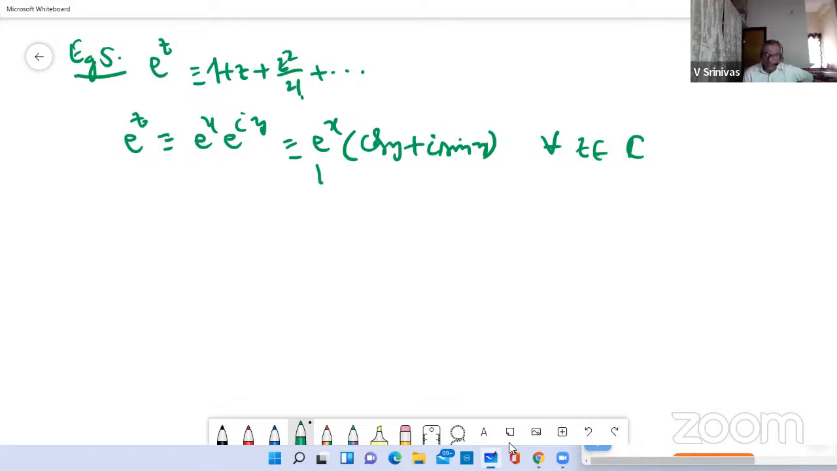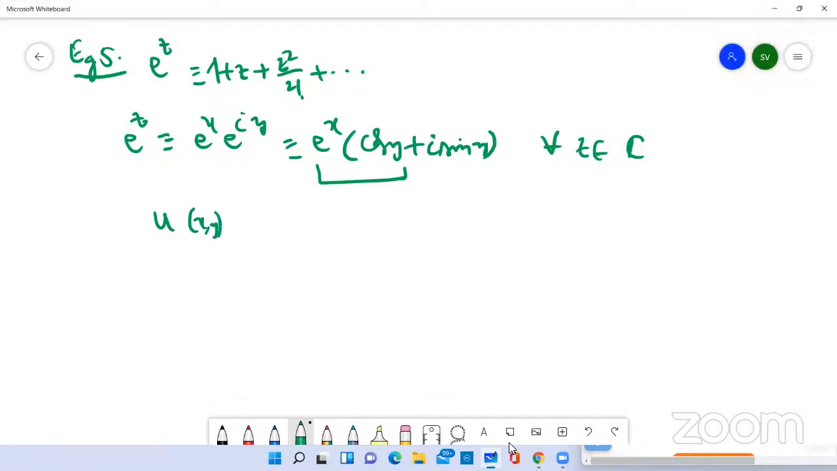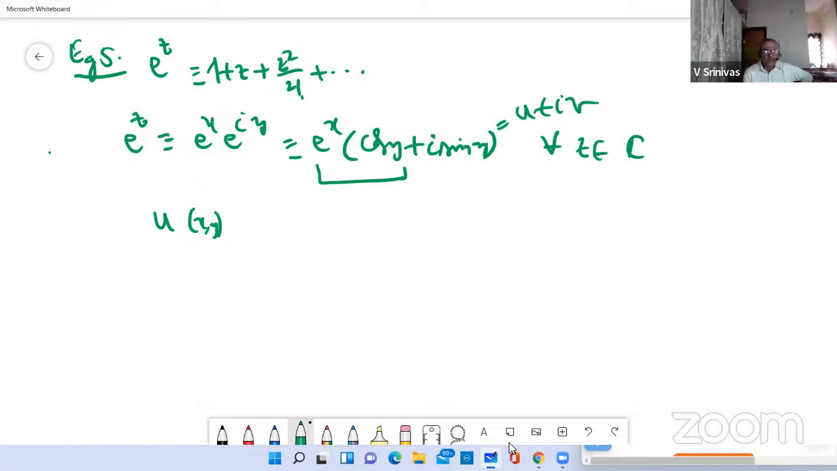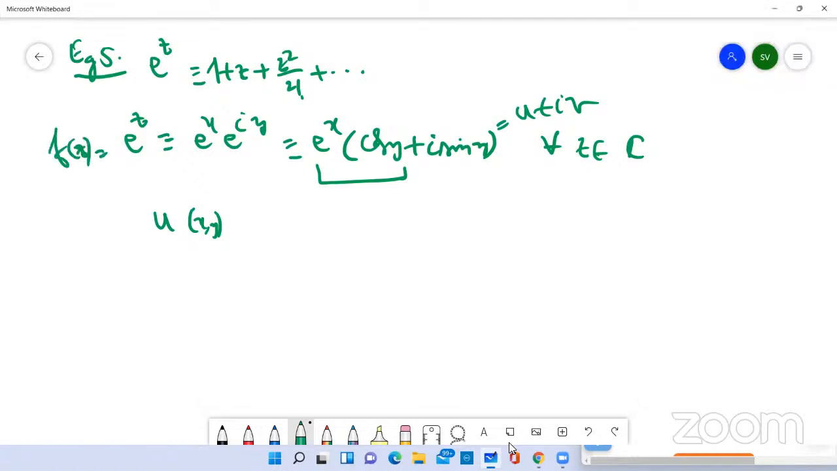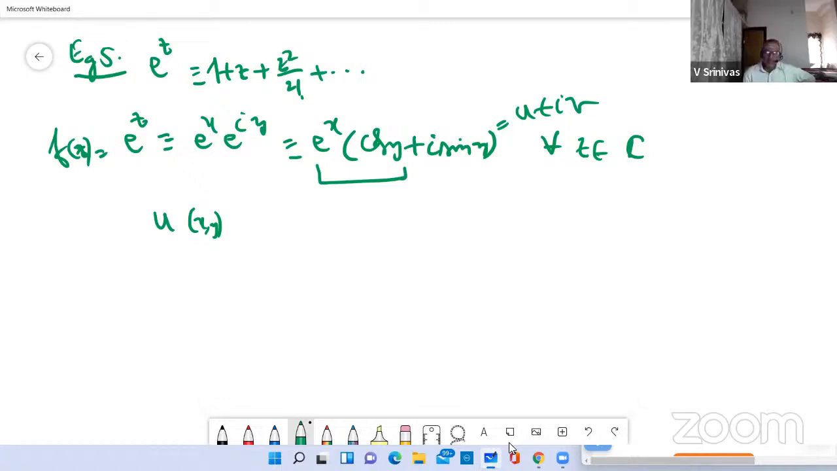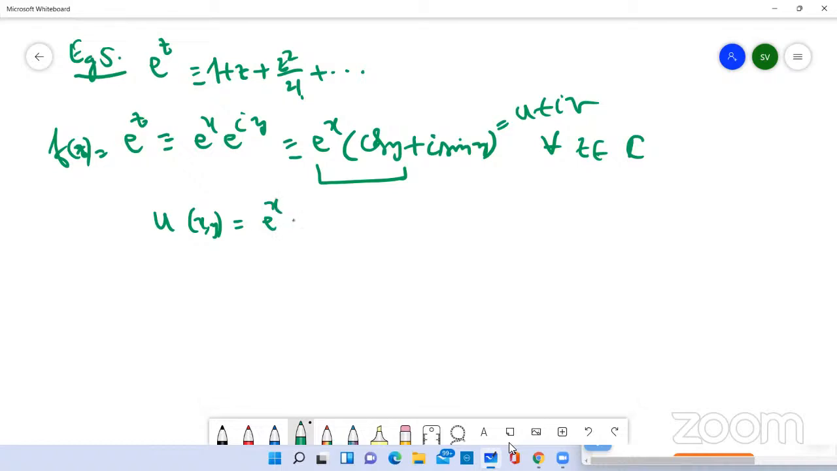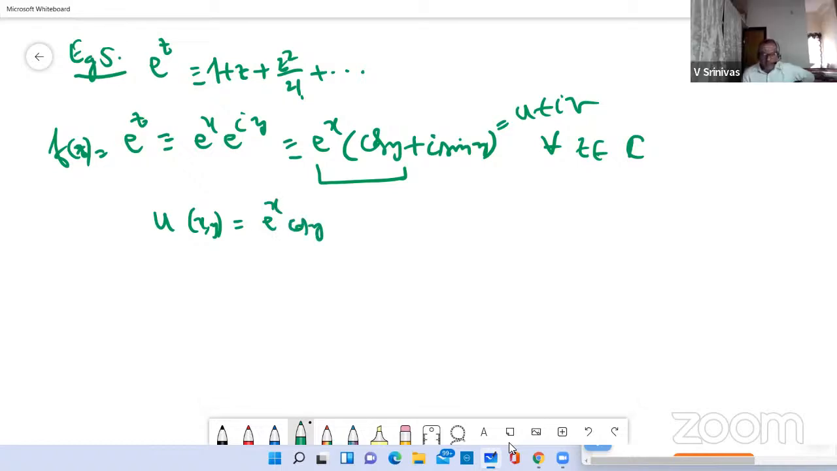To check whether this is continuous, let this be equal to u plus iv. This is your f. So what is the real part of this? It is u. What is u here? It is e power x into cos y. This is a function of two variables.